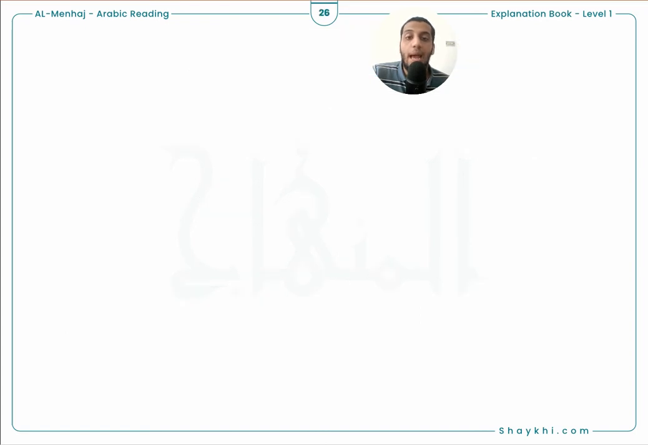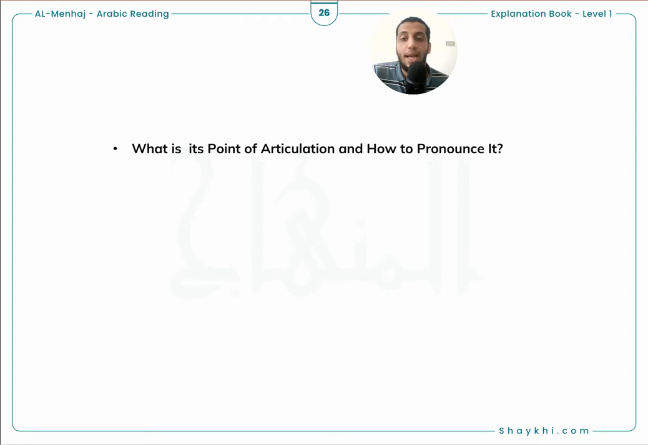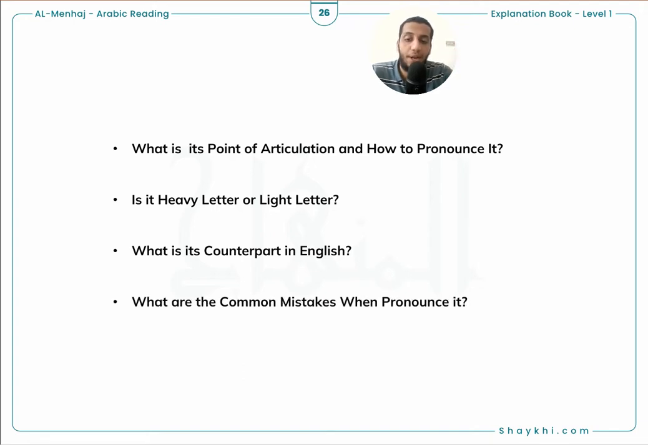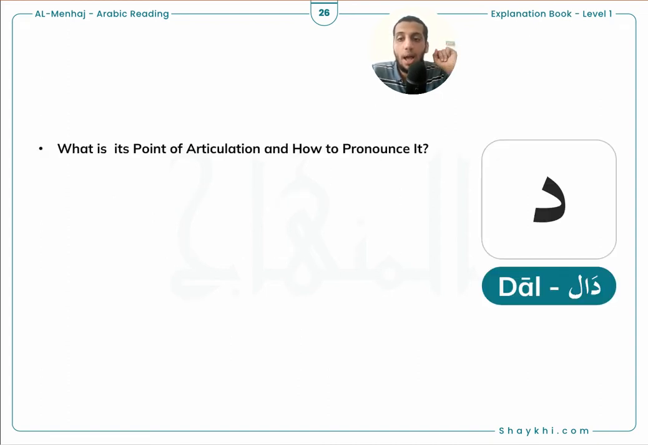As we do in each episode, we have 4 questions. The first one is what is the point of articulation and how to pronounce this letter. The next one, whether this letter is heavy or light. The third one is what is the counterpart of this letter in English. The fourth one is what are the common mistakes when pronouncing this letter. So let's now answer the first question.